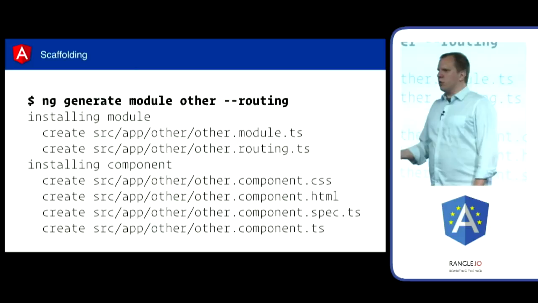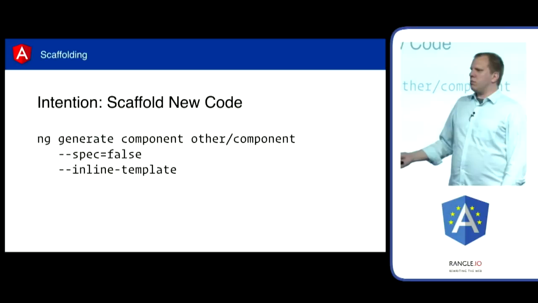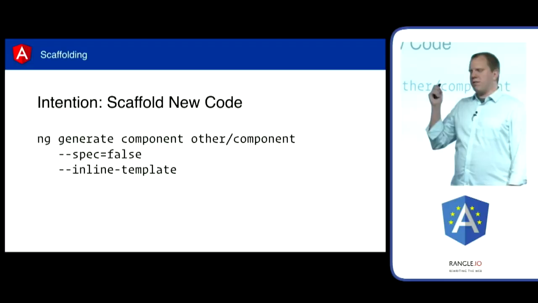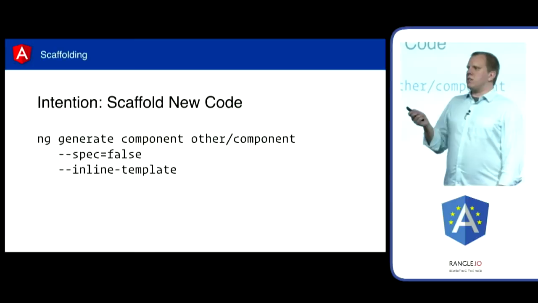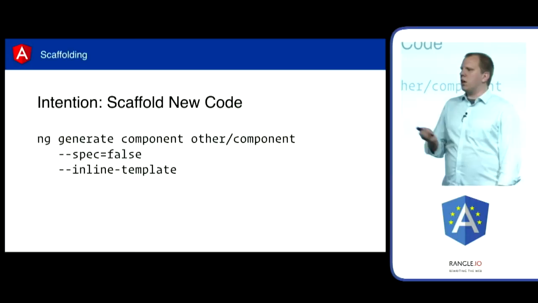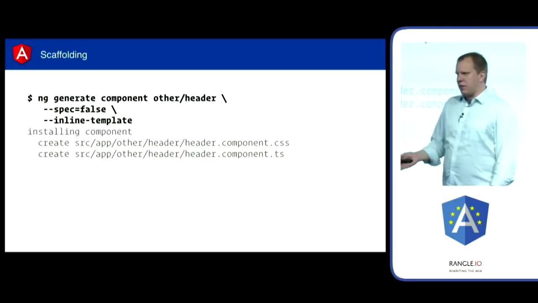And then you can generate a component, for example ng generate component other/component, and it will create that component. You can pass flags for inline templates and inline styles. You can pass spec equal false to not generate unit tests. Sometimes you want to create a component and not have the unit test files around, and it creates exactly that. You can also pass configuration if you want to use CSS, SASS or LESS.